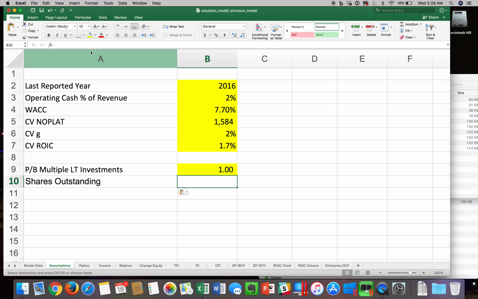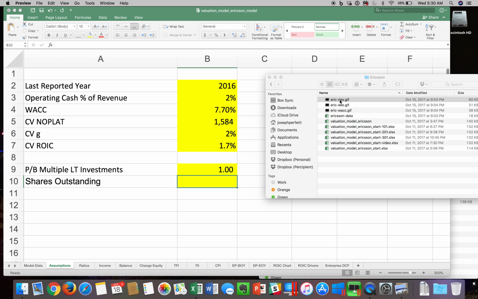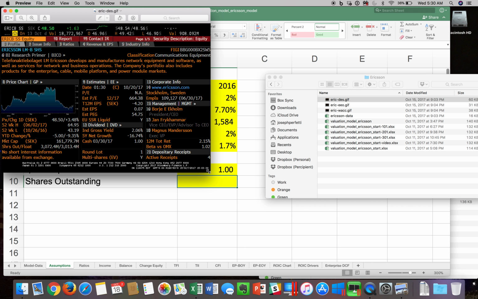And I'm going to make that yellow. And we need to get the current share count. The easiest way to do this is in Bloomberg. It's what's called the DES screen, for description, which has some handy features. And I'll open it because I have a screenshot available.